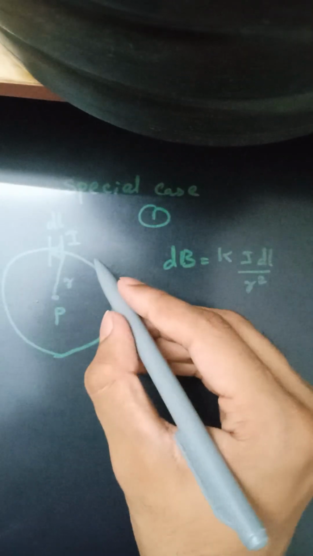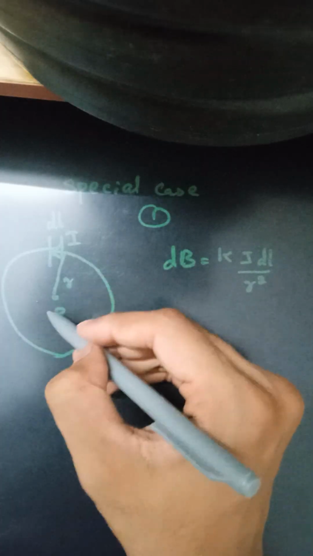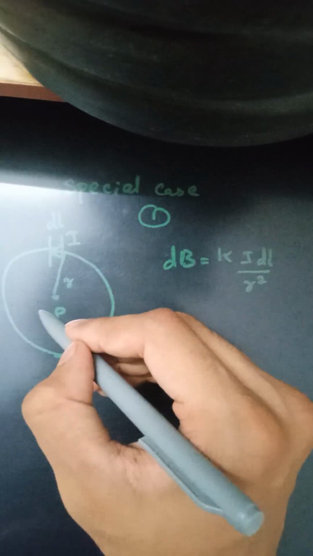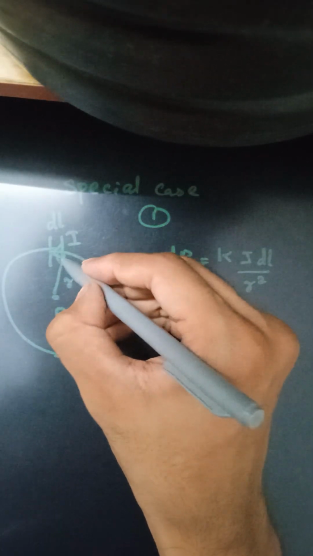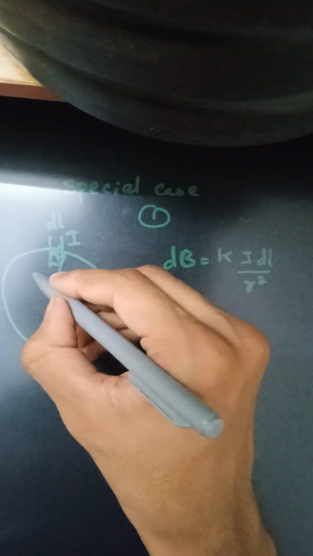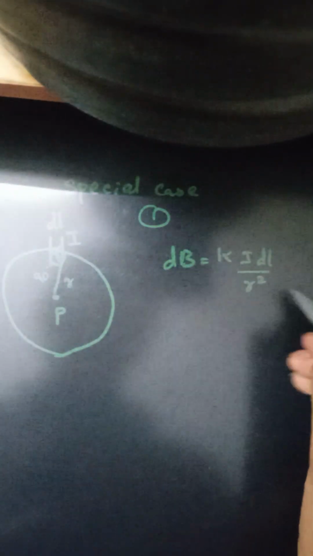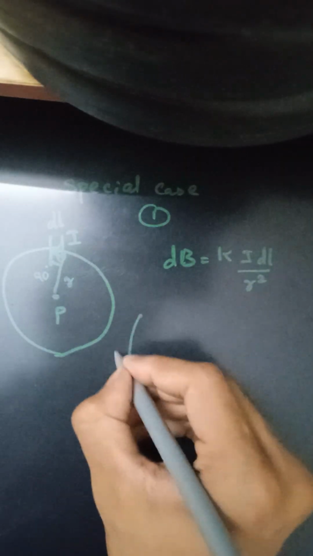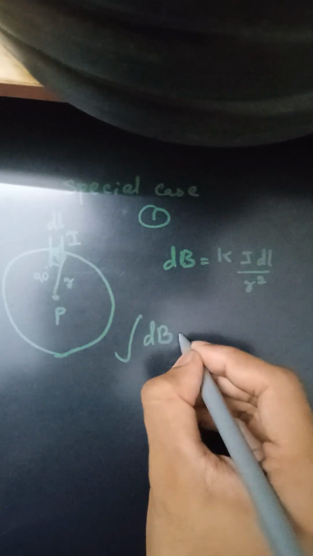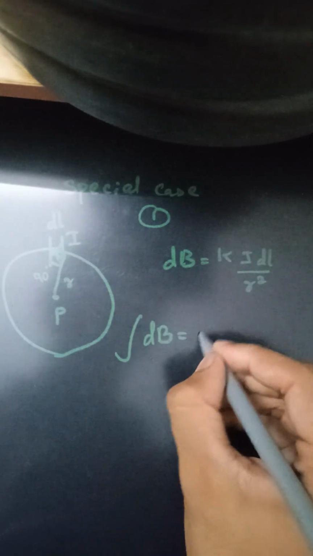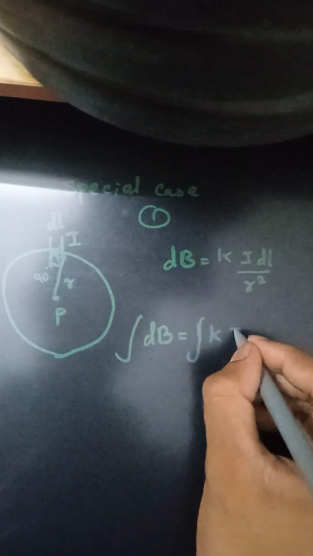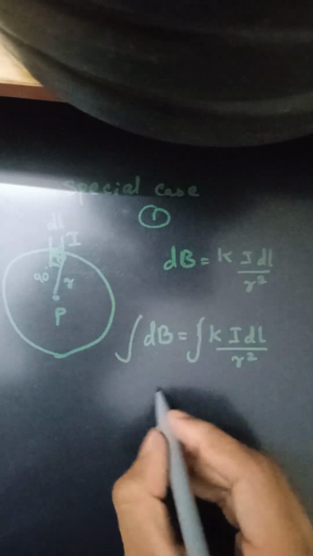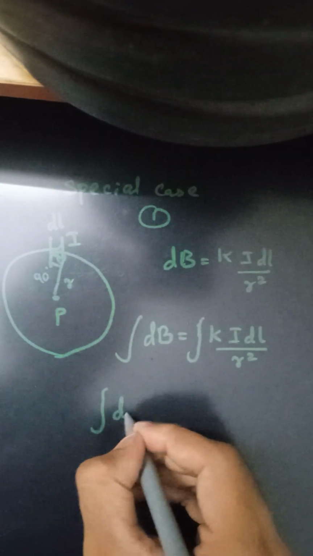Otherwise, what is theta? Theta is the angle between the line joining the current carrying wire and the point P. So here theta is 90 degree. So sine 90 is 1, so we won't be including that sine theta in this equation. So we are going to integrate it. So dB equal to integration of KIDL by r square.